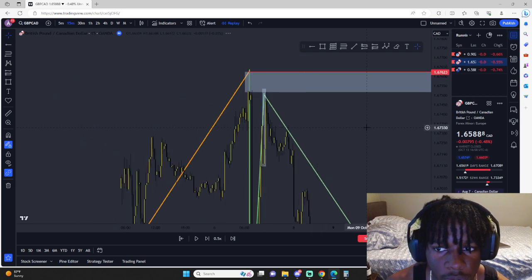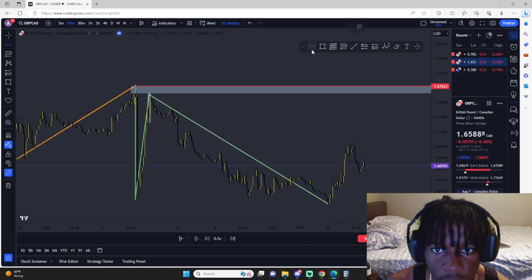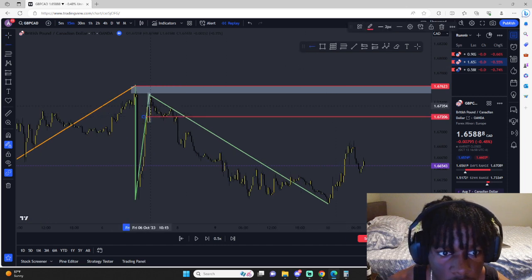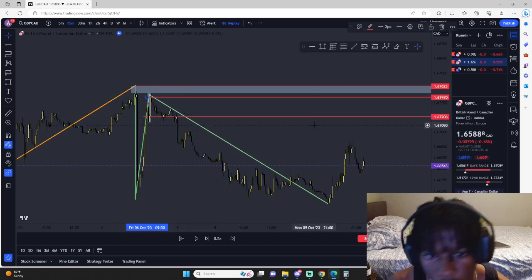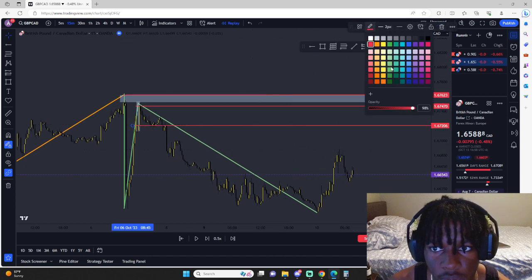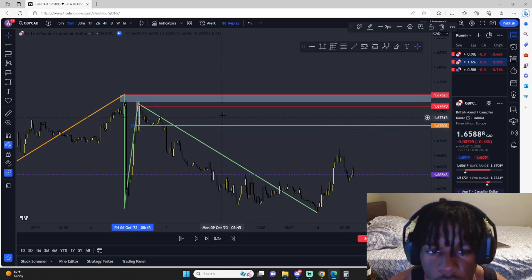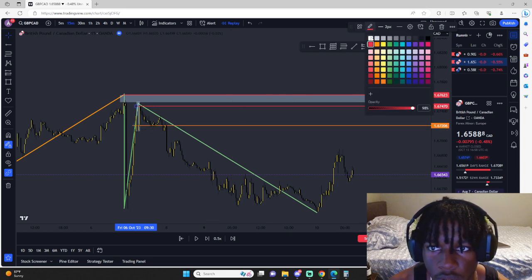All right, so like I said, let me put these back on the chart so y'all can see. So boom, and then boom. Wait, no, let me change colors. So we're gonna make this green, we're gonna make this orange, we're gonna make this white.